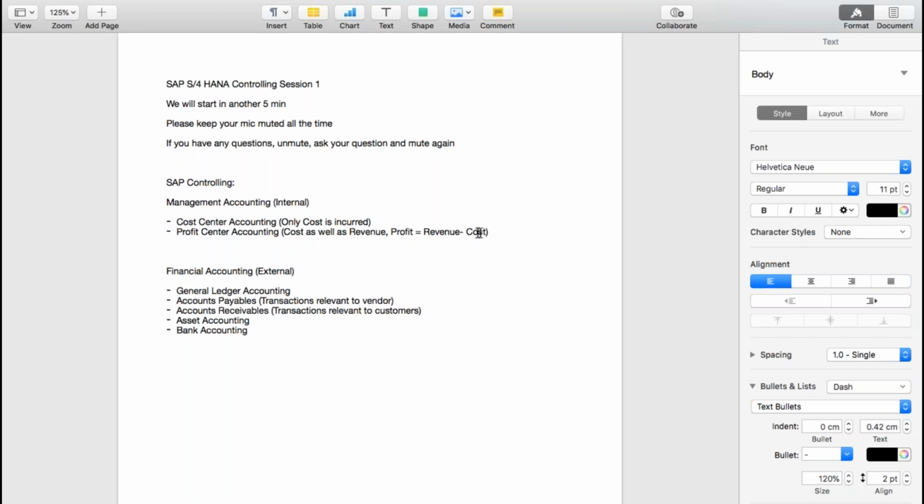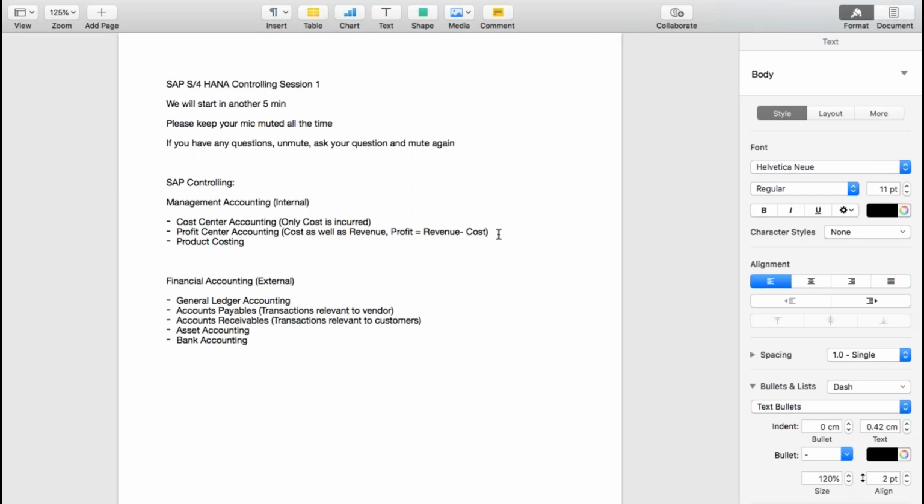So you are going to book the cost, you are going to book the revenue, and at the end of the day, you will generate a report which will tell you how much revenue you made for a particular profit center and how much cost was incurred. And you will be able to know whether this profit center is giving me profit or it is running in loss. Okay, so these are cost center accounting, profit center accounting. Next one is product costing. Okay, so within controlling, the third topic is product costing.